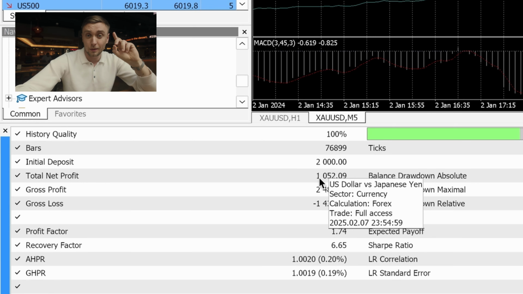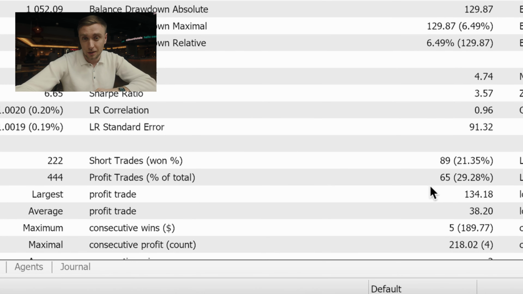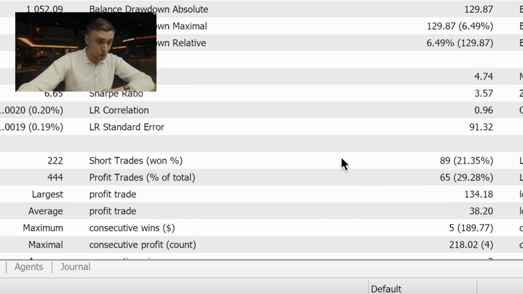Let's go to the backtest, and we can see the net profit, by the way, with a volume of just 0.02, is $1,000, maximum drawdown $158, total trades 222, and as I said, profit trades just 29%. It's a bit lower because the profit is big and the stop loss is really small.